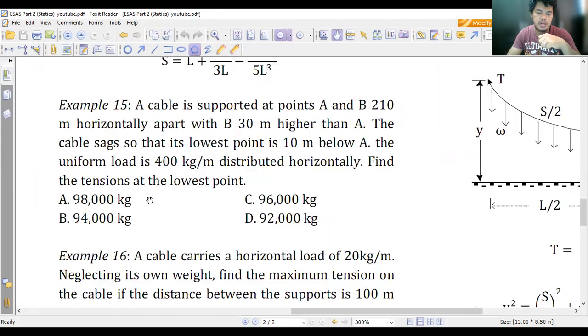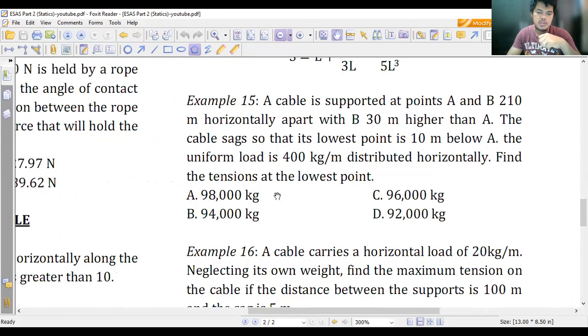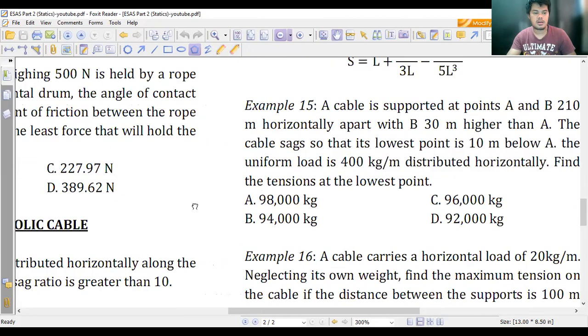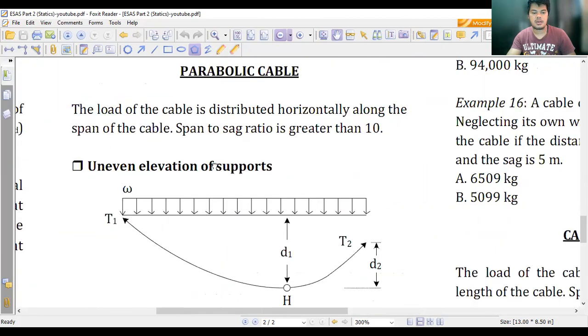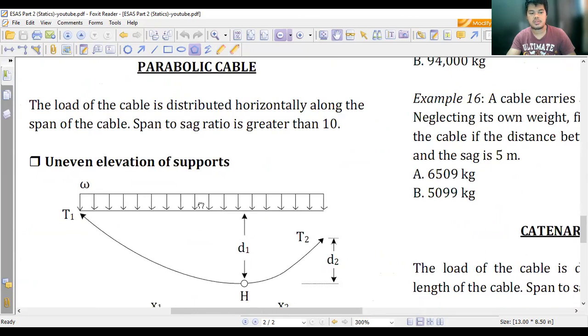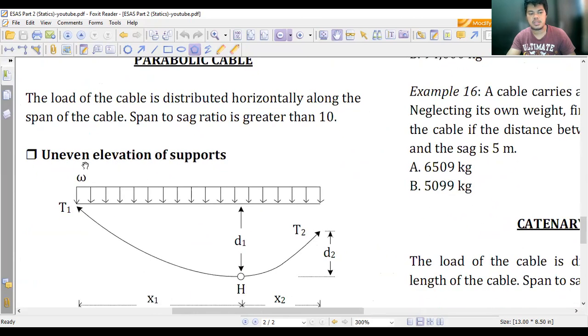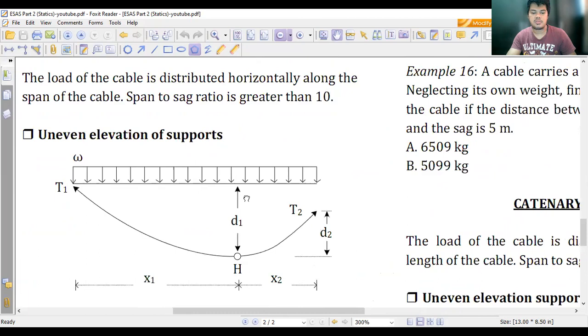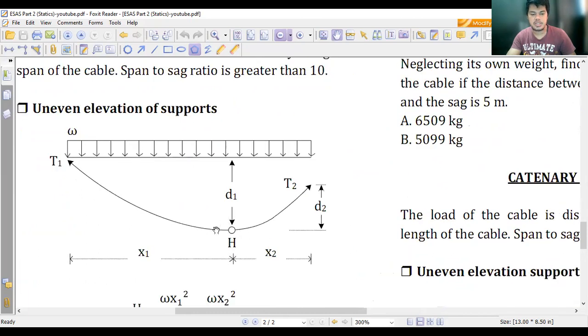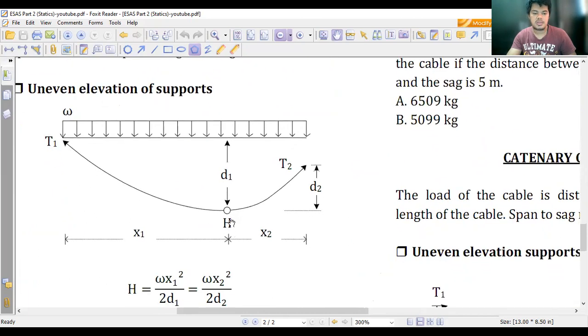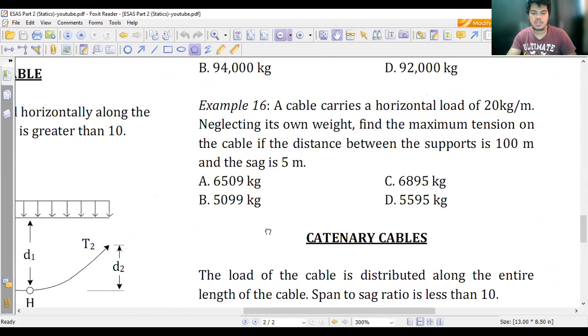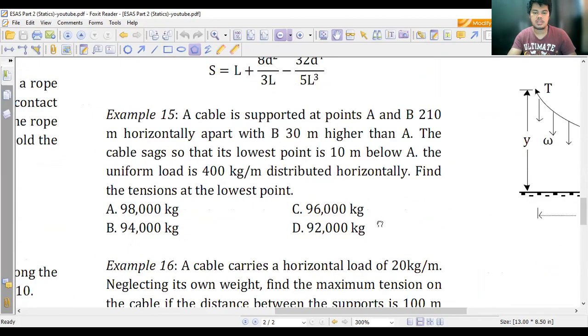Let's say the variable H. So the cable is not even, the first scenario. The elevation is uneven. We are being asked for the value of H. So first we try to draw the arrangement.